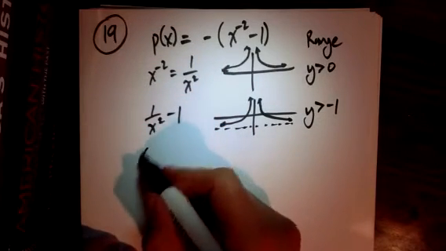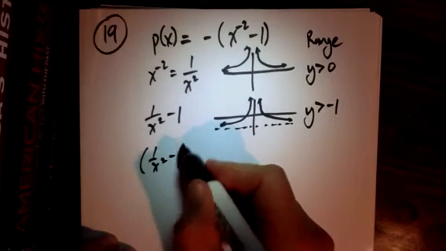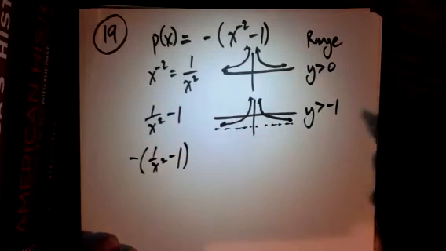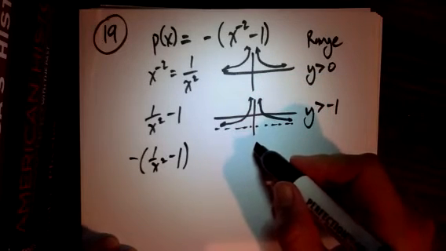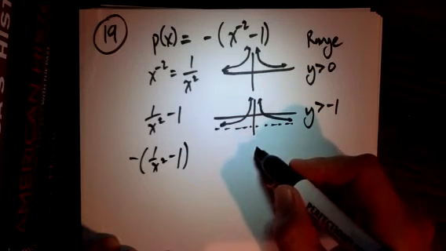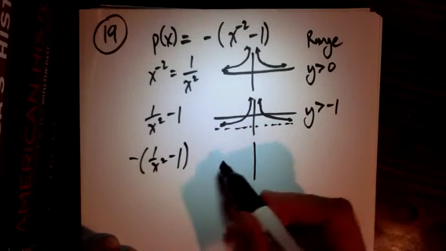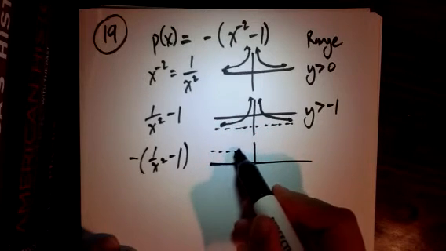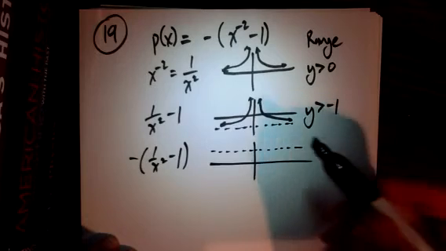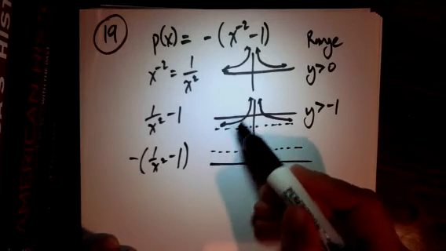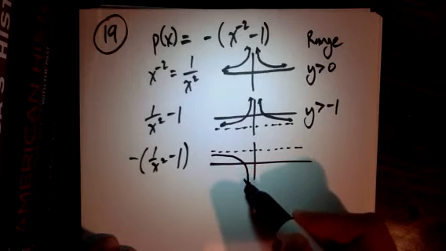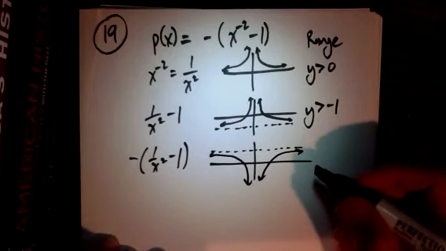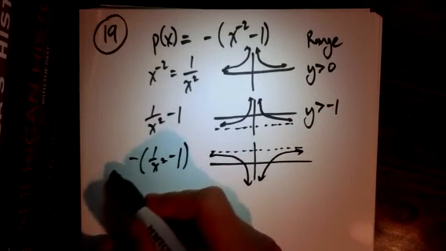Now the final transformation is to take this function and switch all of the signs. So all the positives become negatives, all the negatives become positive. It's a flip over the line y equals 0, or the x-axis, this transformation. So this horizontal asymptote at negative 1 becomes a horizontal asymptote at 1. The negative parts of the graph are positive, and the positive parts are negative. And you end up with a graph like this. So this is actually p of x.